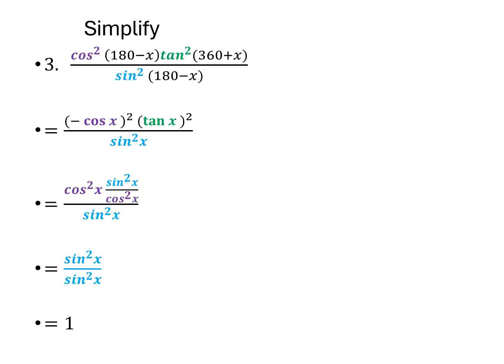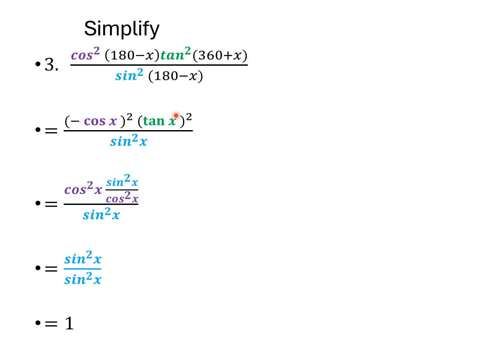Problem number 3. Simplify cos squared(180 − x) tan squared(360 + x) over sine squared(180 − x). So 180 − x is in the second quadrant, where cos is negative, so it becomes (negative cos x) in brackets, squared goes outside. 360 + x is in the first quadrant, where everything is positive, so that becomes tan x squared. 180 − x, second quadrant, sine is positive, so it becomes sine squared x.